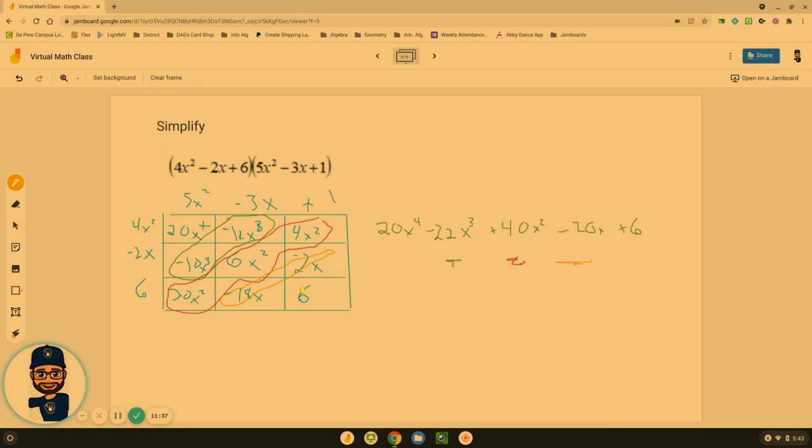So once again, I'll repeat, it's all about multiplying and going back to the basics. Can you multiply, say, a 5x to the 5th times 2x squared? If you can do that, you can multiply these out as long as you know how to combine like terms in the end.